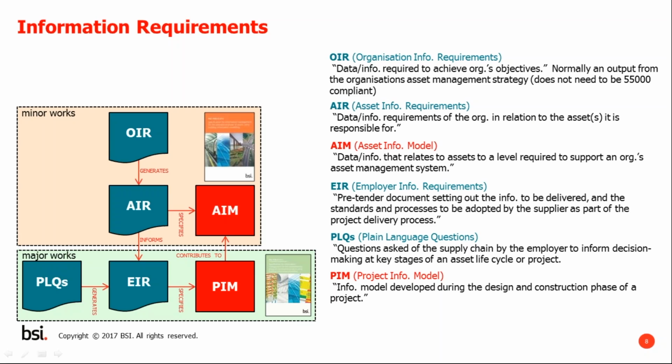So what the AIR is, and this is the equivalent to the EIR, the Employer's Information Requirements within PAS 1192 Part 2. But this is a bespoke set. This is bespoke to the asset, and this specifies what information is required in order to meet one or more of the requirements within the OIR. So this is the asset information requirements, and then this specifies the AIM, or the asset information model.